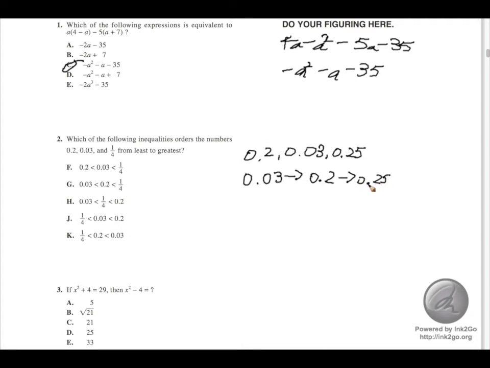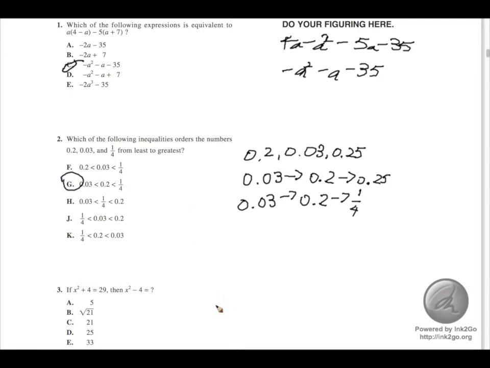But we're not done here. The key thing to remember is that once we've converted them into something that makes it easier for us, we have to remember to convert back into the form that the numbers were given to us in. And so since these two are already given to us in decimal form, there's no work for us to do there. But we do have to remember to turn this 0.25 back into 1/4. So when we convert it back, we have this order, and this order matches up with answer choice G.